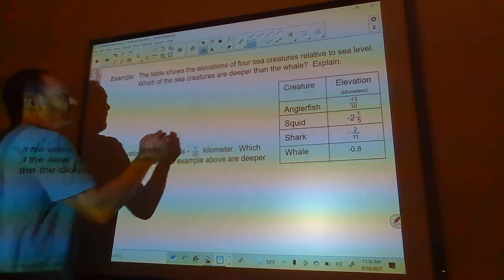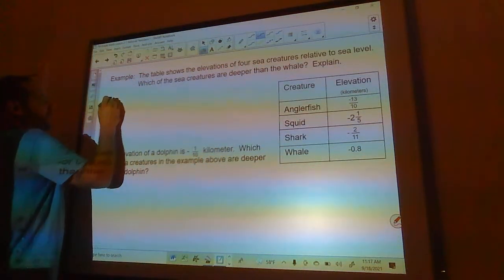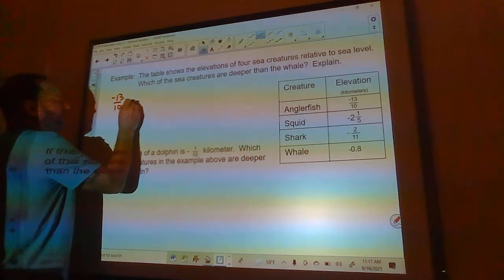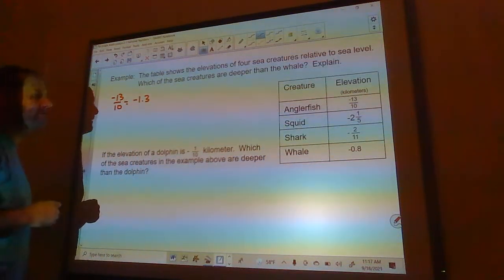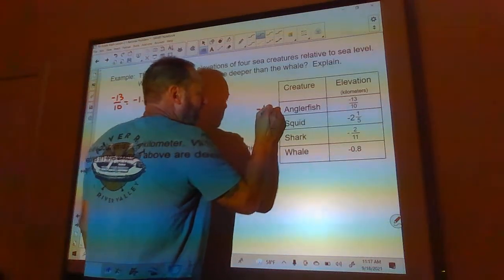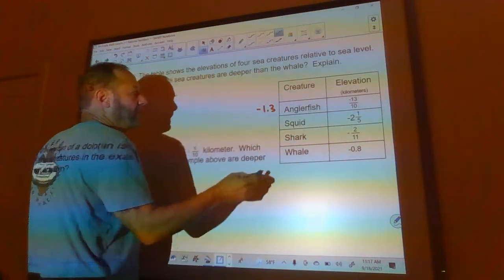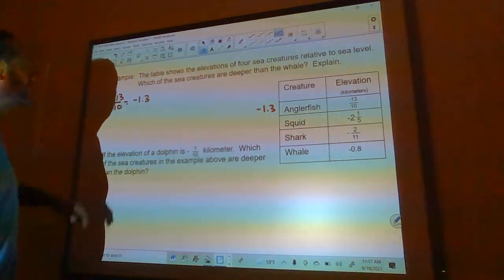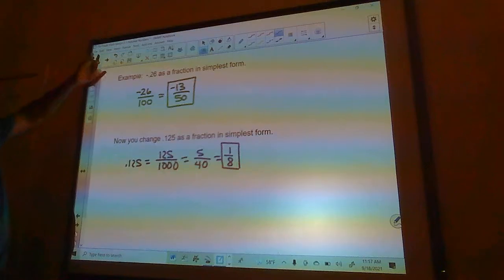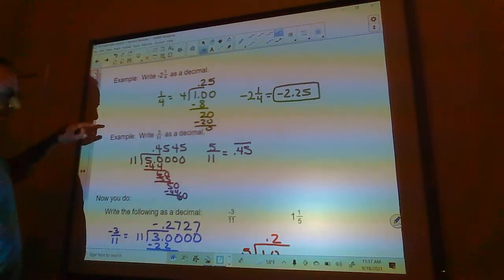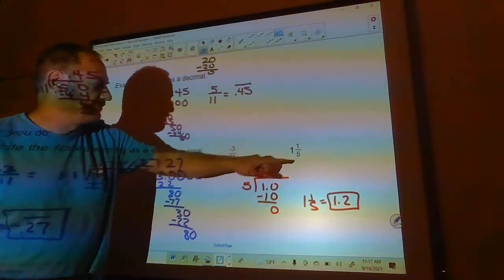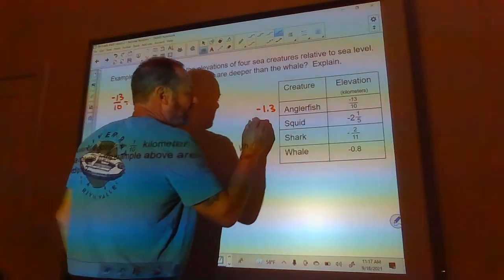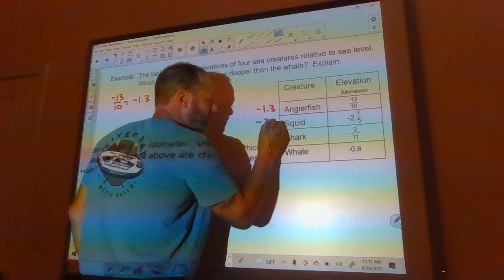Okay, so the first thing I would do is I would take the -1 3/10, and you can divide that. You're going to get -1.3. Okay, so this one's -1.3 right here. And this, well, we already figured out that 1/5 is 0.2. We figured that out back here. Where did we do that? Yeah, down here. 1/5 was 0.2. So this is -2.2.